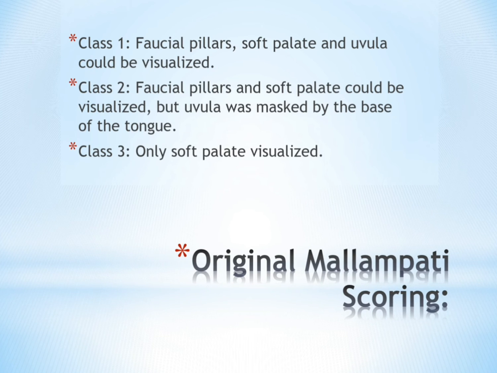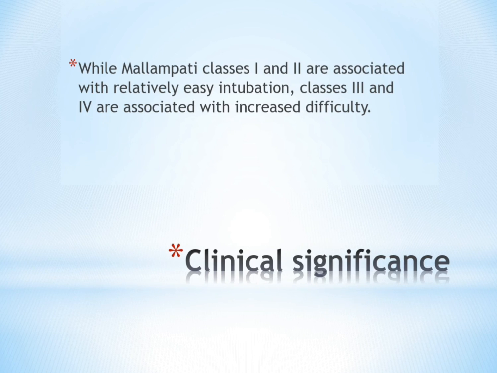And before this, as we just mentioned some slides back, that was the modified Mallampati score. The original Mallampati scoring consisted of 3 classes, whereby class 1 was facial pillars, soft palate and uvula could be visualized. In class 2, facial pillars and soft palate could be visualized, but uvula was masked by the base of the tongue. In class 3, only the soft palate was visualized.